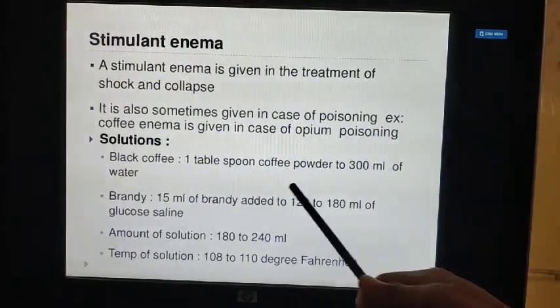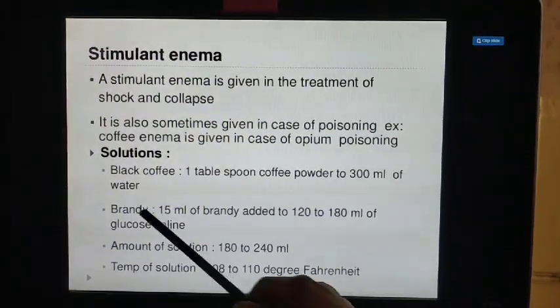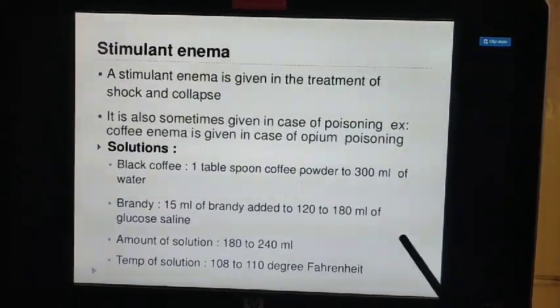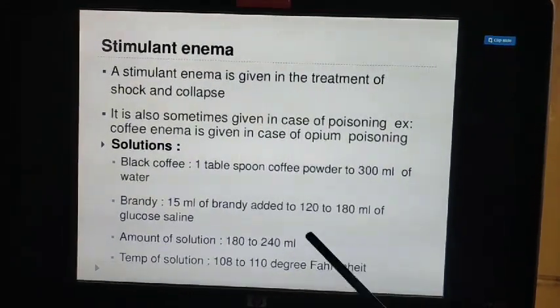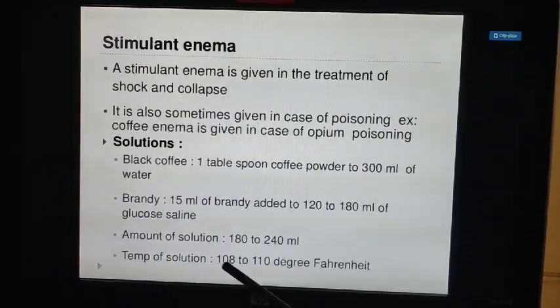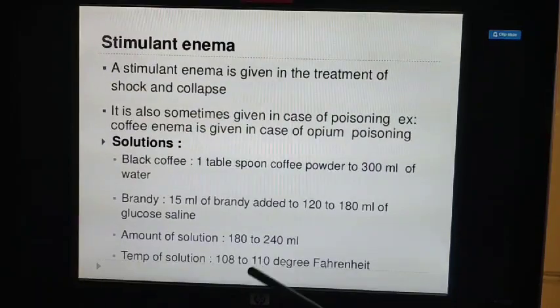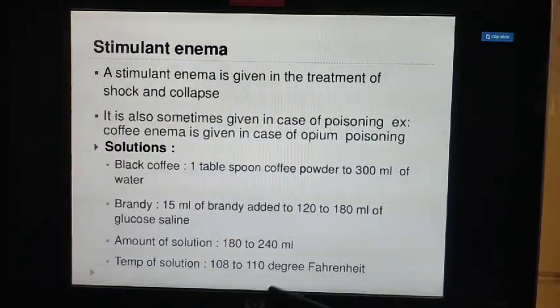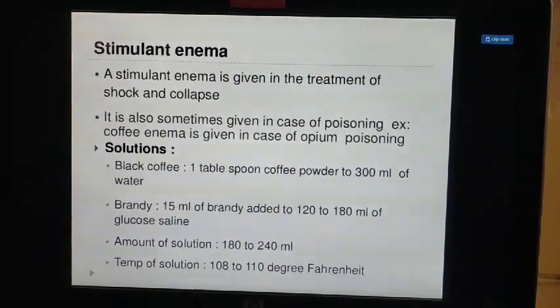How much do we have to give? 1 tablespoon of coffee with 300 ml of water. Brandy: we introduce 15 ml of brandy added to 120 to 180 ml of glucose saline. The amount is the same, 180 to 250 ml, and we have to maintain the solution of the stimulant enema at 108 to 110 degrees Fahrenheit.